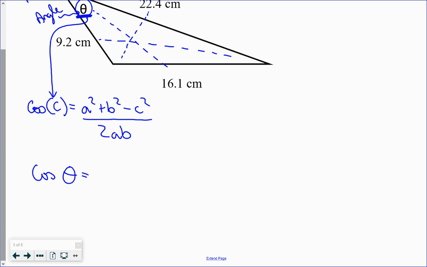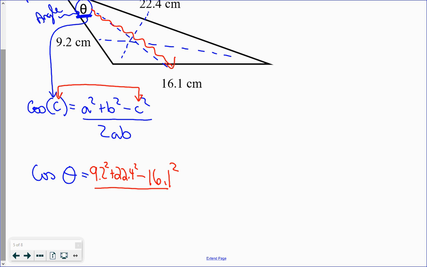Now, very important with cosine law is you always find the match. So you ask yourself, what goes with theta? Well, 16.1 goes with theta, so 16.1 has to go on the end. If you don't put it on the end, what you're going to end up finding is an angle, but it will be the wrong corner, and you won't know that. And then A and B, these are just your other two sides.